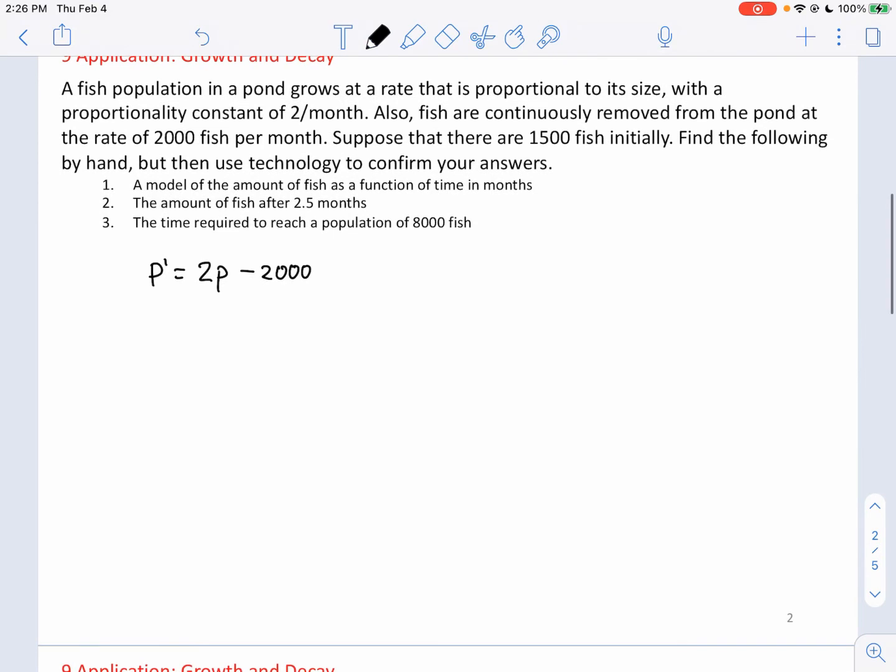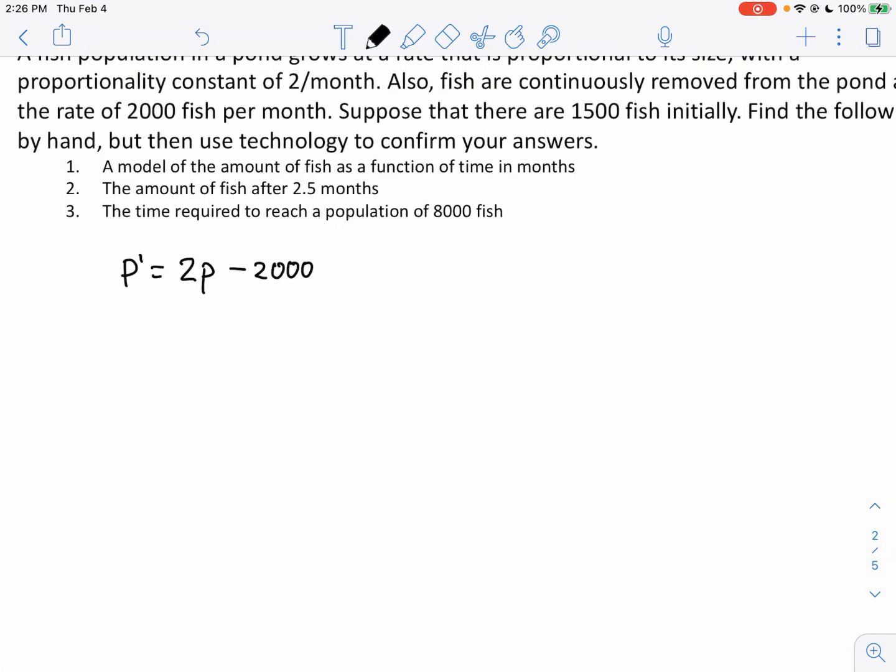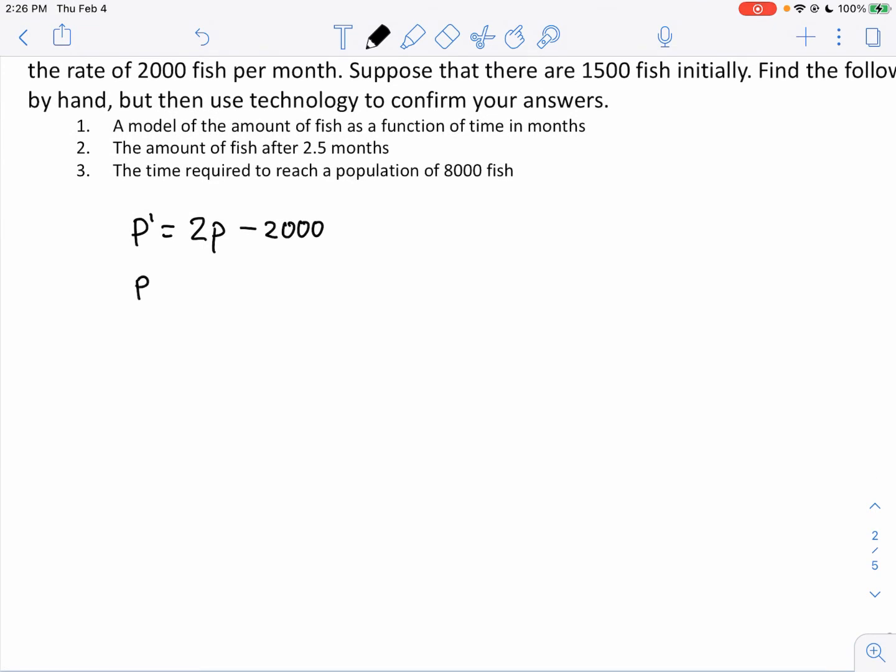And now we want to solve this for p. Now this is going to be, again, a separable differential equation. I will begin by factoring a 2 out. That leaves p minus 1,000. And then divide by p minus 1,000. So we have 1 over p minus 1,000 times dp is equal to 2, and I'll multiply the dt to this side. All right, that's after I wrote this as dp over dt, and then I separated the variables.